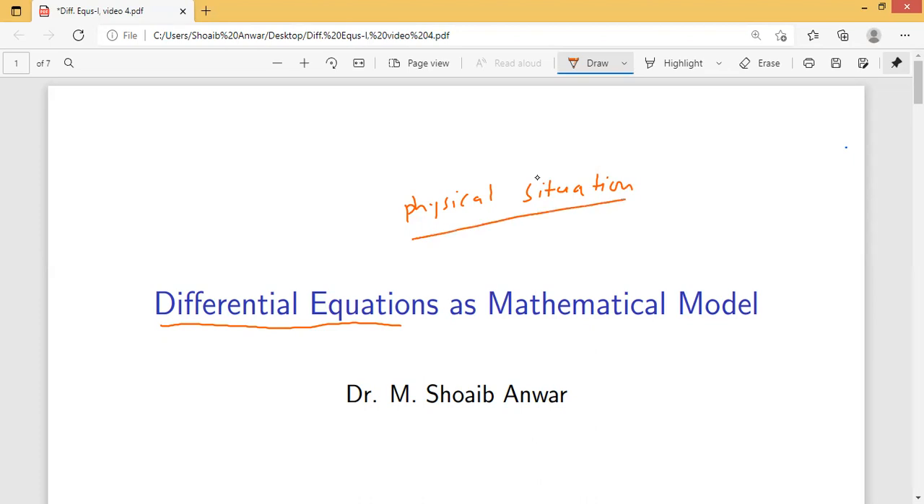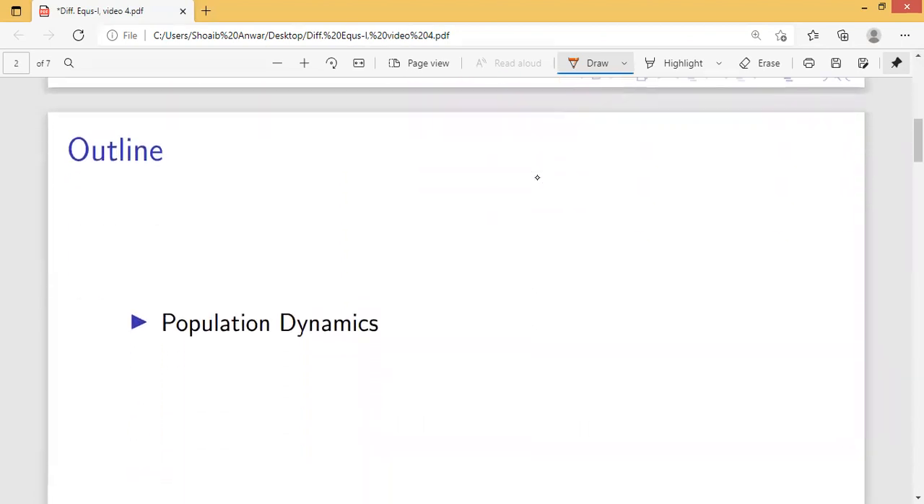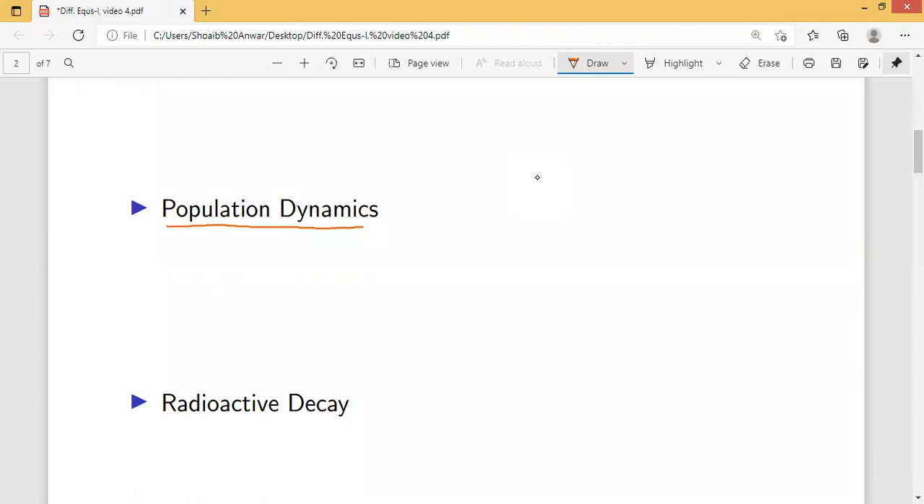In this video, we mainly consider two basic situations. First of all, we will discuss the basic population growth model, mainly known as population dynamics. And then we will discuss the radioactive decay of a substance. Radioactive decay mainly includes the decay of a substance or the transmutation of a substance into another substance.